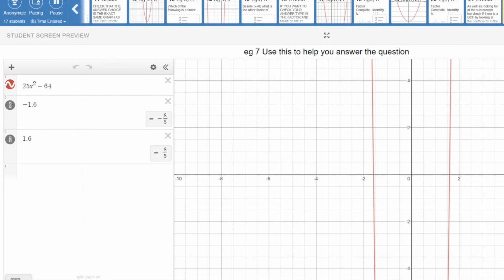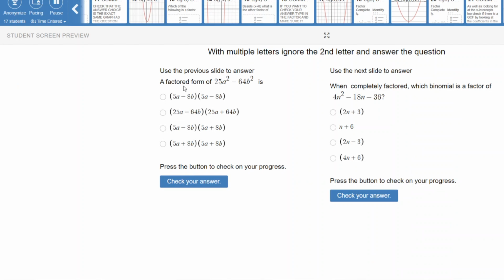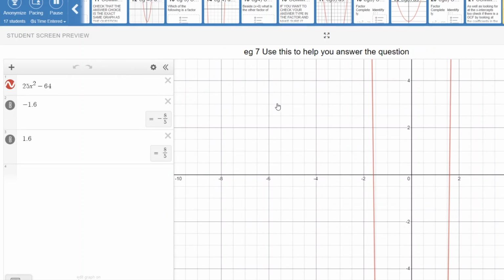And 2 questions to finish with on slide 23. If you have a question that has 2 letters and it asks you to factor, ignore the second letter, and we can figure out the answer from there. As the first letter is A, you would type this in as x. So I would do 25x squared minus 64, and that's it. I wouldn't put the second letter in at all. So just 25x squared minus 64.